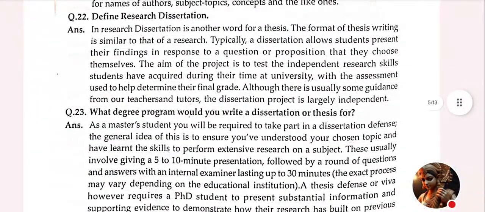Question 22. Define research dissertation. A research dissertation is another word for a thesis. The format of thesis writing is similar to that of a research paper. Typically, a dissertation allows students to present their findings in response to a question or proposition that they choose themselves. The aim of the project is to test the independent research skills students have acquired during their time at university, with the assessment used to help determine their final grade.